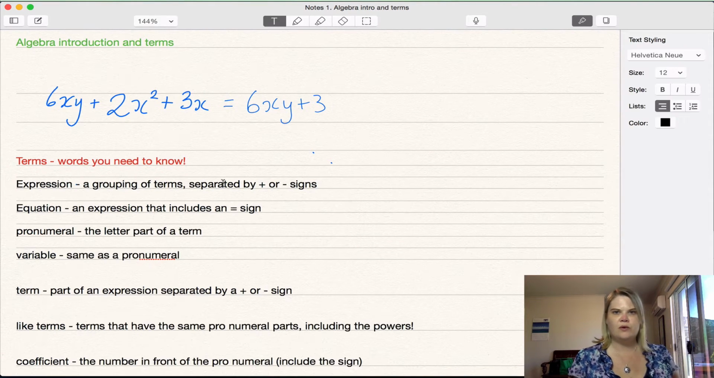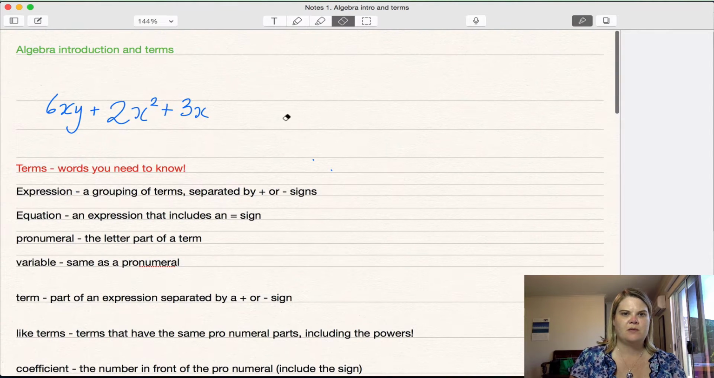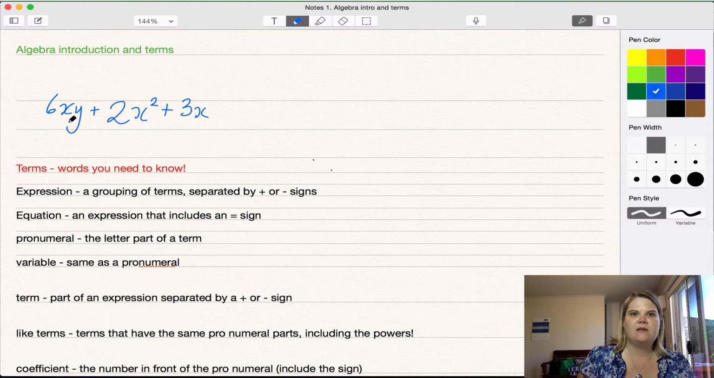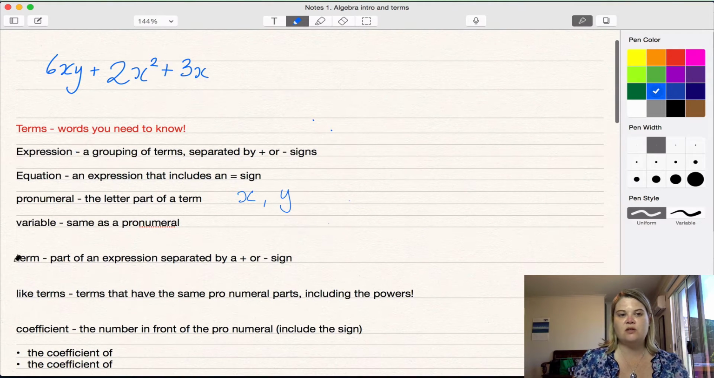A pronumeral. Pronumeral is the letter part of a term. So if we look up here, and I'll just simplify this back to what we started with, the pronumerals that we have in this example are: there's an x, there's a y, this is another x, and this is another x. So in this example we have x's and y's as our pronumerals. Variable is just another name for pronumeral, so you can use those two words interchangeably.